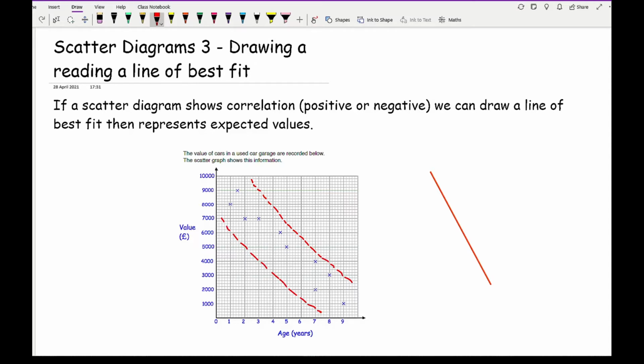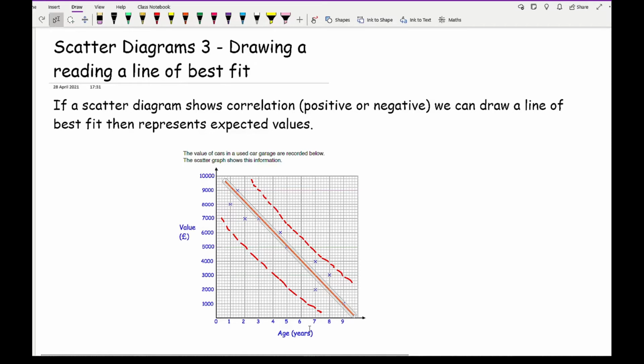So what you want to do is draw a line of best fit to represent where those points should really be. So if there is an actual relationship between the two, which there looks to be, then what you want to do is draw a line that represents all of those points. And this would be what we call the expected line, or the line of best fit. And what this line represents is the expected value.